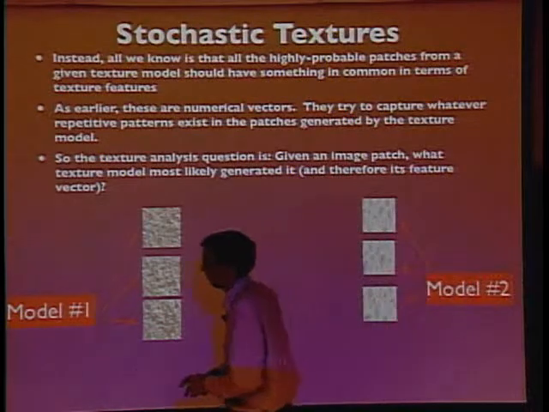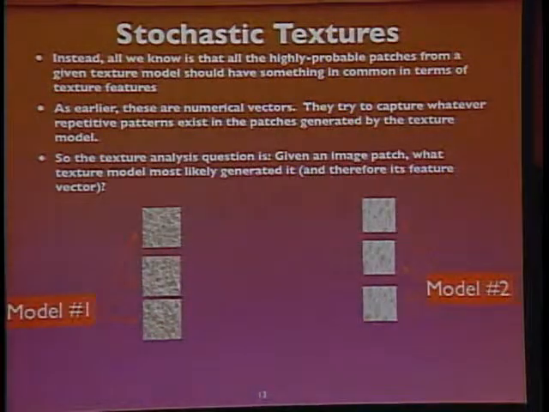So the name of the game, really, in order to identify a particular texture in an image, is to determine what black box it came from. Did it come from the snow pattern on your television black box, or did it come from the sponge-like black box? And we're going to identify that for every patch in the image.